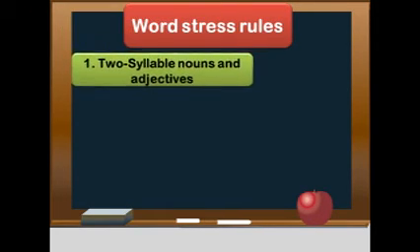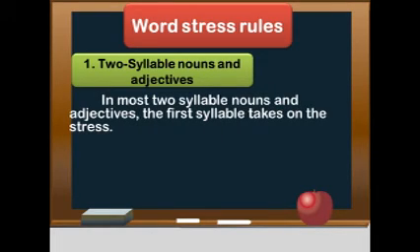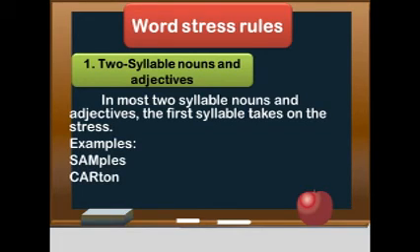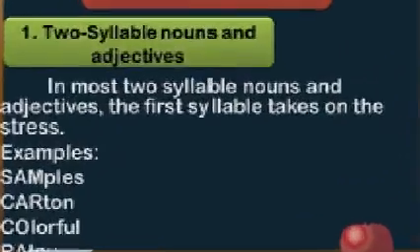Number 1. Two-syllable nouns and adjectives. In most two-syllable nouns and adjectives, the first syllable takes on the stress. Here are the examples. Samples, carton, colorful, rainy.